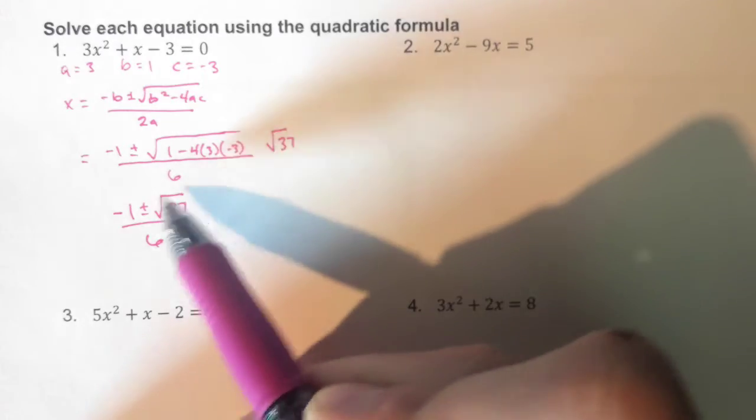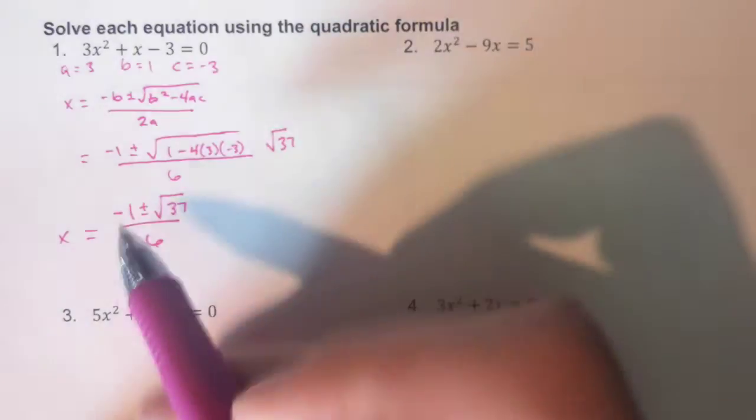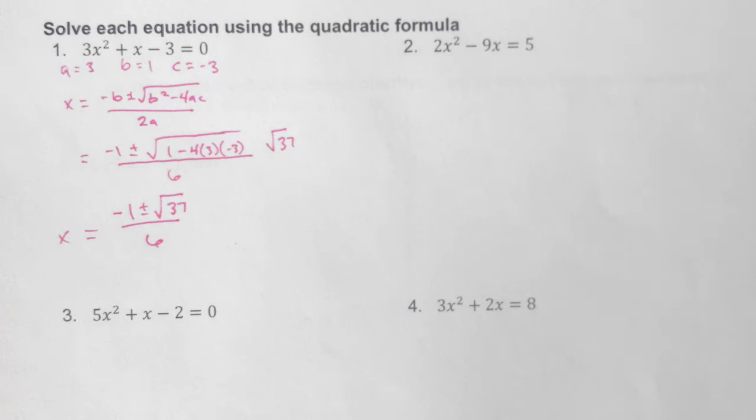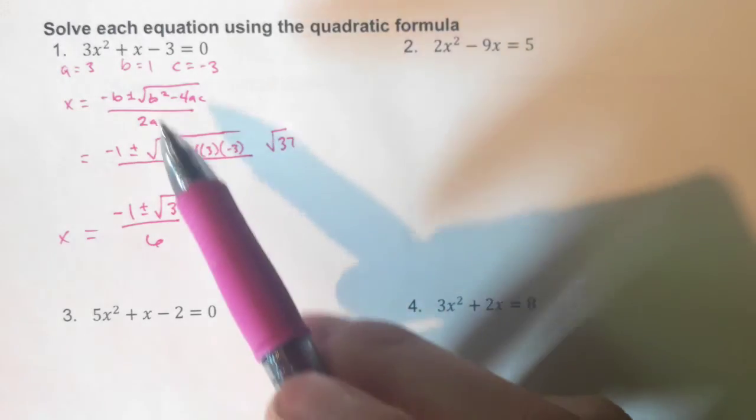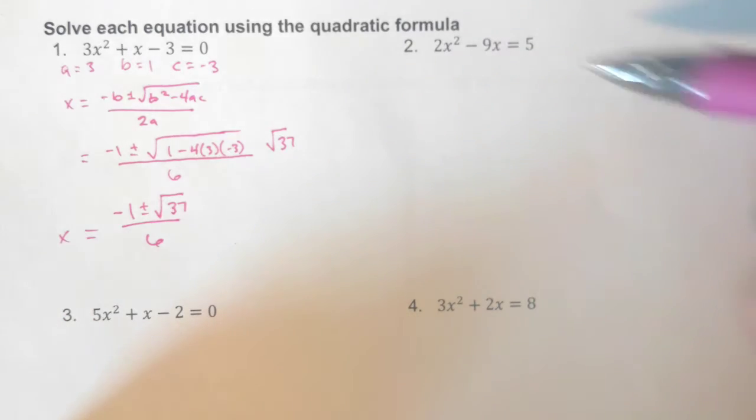Can we simplify the square root of 37? No, I believe it's prime. So there's your solution. x is negative 1 plus or minus the square root of 37 all over 6. Now you could go through the process of completing the square, but it's going to be a lot more work than just doing the quadratic formula. So you see it's very quick, very easy, and you can do that.